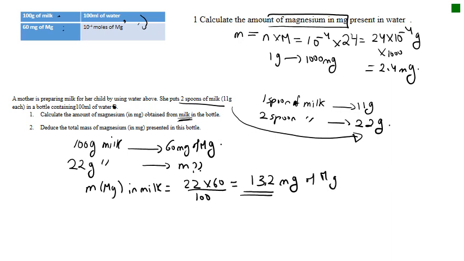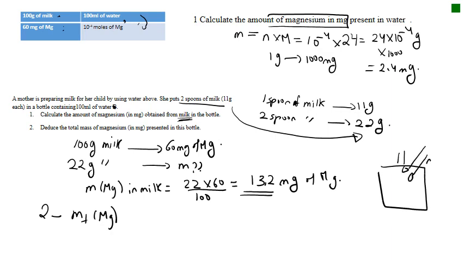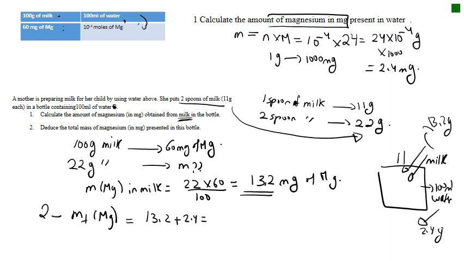For part 2, how can we calculate the total mass of magnesium in this bottle of milk? In this bottle of milk, the mother puts 2 spoons of milk and 100 milliliters of water. In these 2 spoons of milk, the amount of magnesium is 13.2 milligrams. In 100 milliliters of water, the amount of magnesium is 2.4 milligrams. It was calculated in part 1. So by adding the 2 quantities, we get the total mass of magnesium in this bottle. It is 15.6 milligrams.